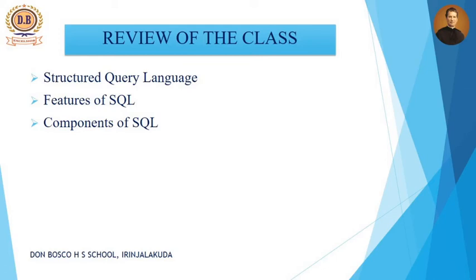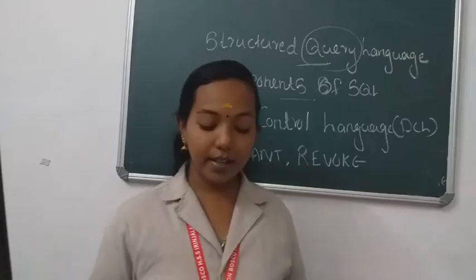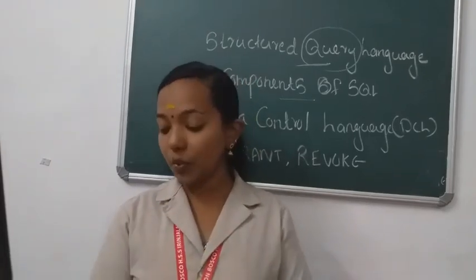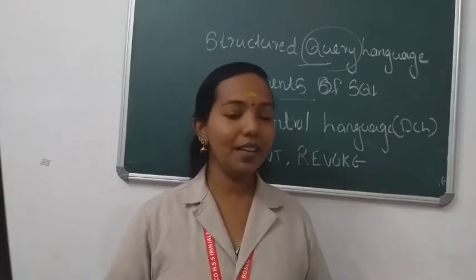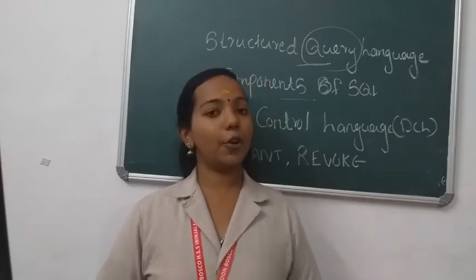Then data manipulation language. It is a component in SQL that enhances efficient user interaction with the database. The commonly used commands are select, insert, update and delete. Then data control language or DCL: grant and revoke. Grant allows permission and revoke restricts the permission. Clear? Then you should write one question in your notebook: the different components of SQL. Three components: data definition, data manipulation and data control language.